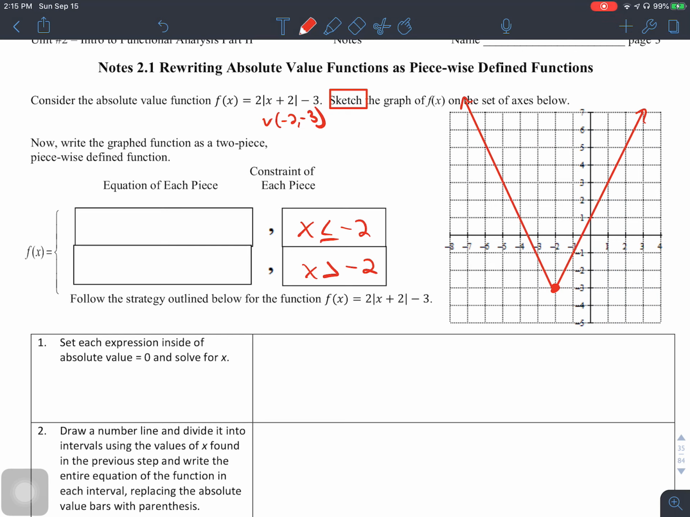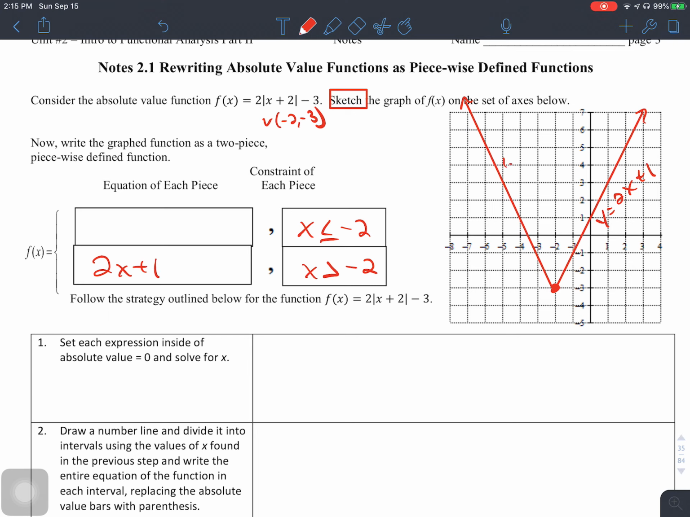The equation on the right is linear. Its slope is 2. So the first term is 2x. What is its y-intercept? It clearly shows here that it's 1. So this right side is 2x plus 1. So when x is greater than -2, f of x is 2x plus 1.